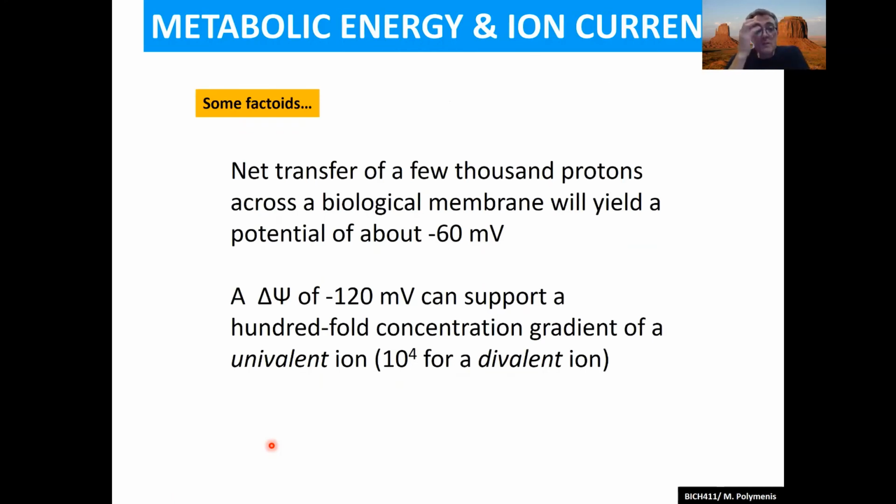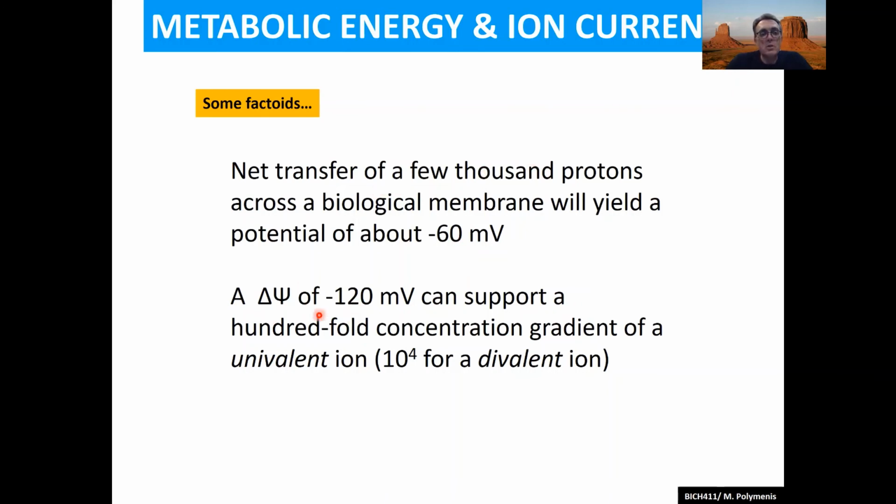Some factoids. You can move a few thousand protons across a biological membrane, and you ask what's the electric potential associated with that. You're going to get about minus 60 millivolts. So that's not bad. That's close to what the plasma membrane electric potential is, and all it takes is a few thousand protons, not much.